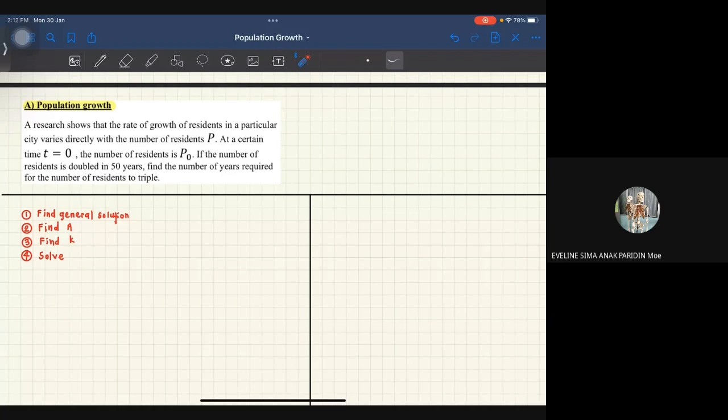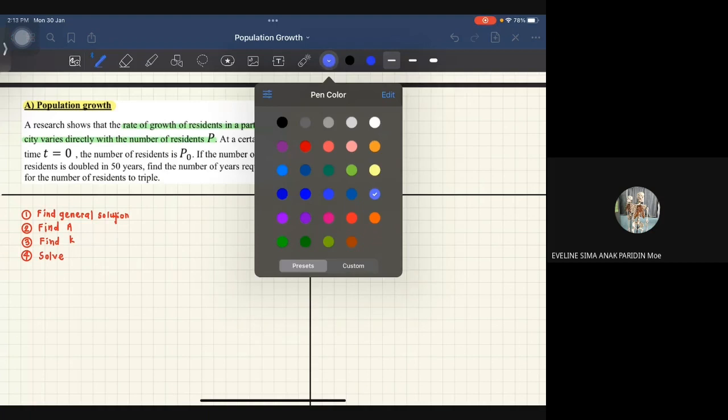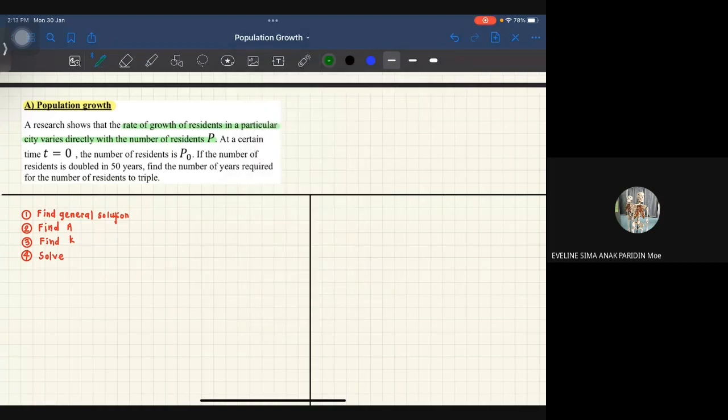So dia kata dekat sini, a research shows that the rate of growth of residents in a particular city varies directly with the number of residents P. Okay, so let's highlight this part. Soalan cakap dekat situ, rate of growth of residents in a particular city varies directly with the number of residents P. Okay, so when we can write this statement in mathematical form, okay, so rate of growth, kalau awak ingat dulu awak belajar dekat SEM 1, bila kita sebut berkaitan rate of something, dia mesti ada kaitan dengan differentiation. Okay, so bila sebut pasal rate sahaja, dia mesti akan ada dt di bawah.